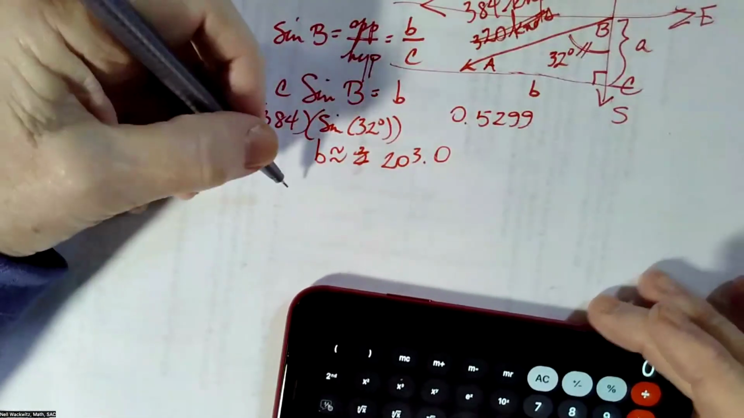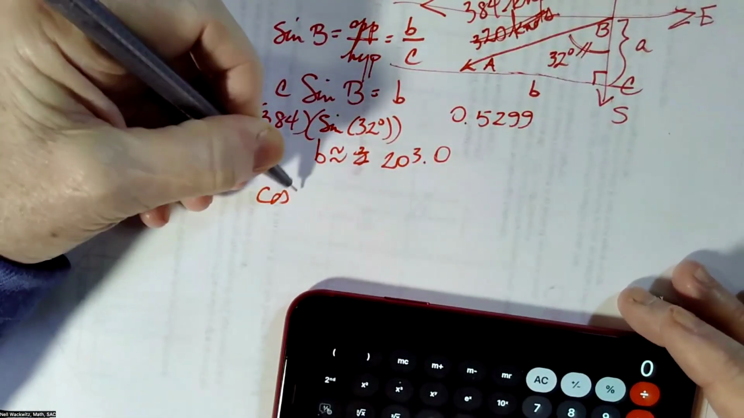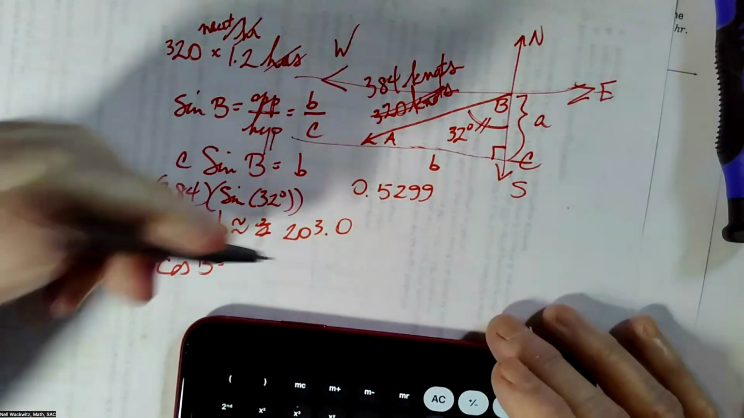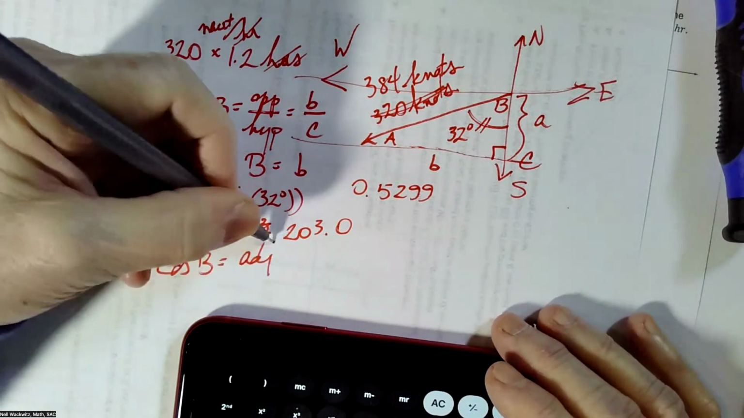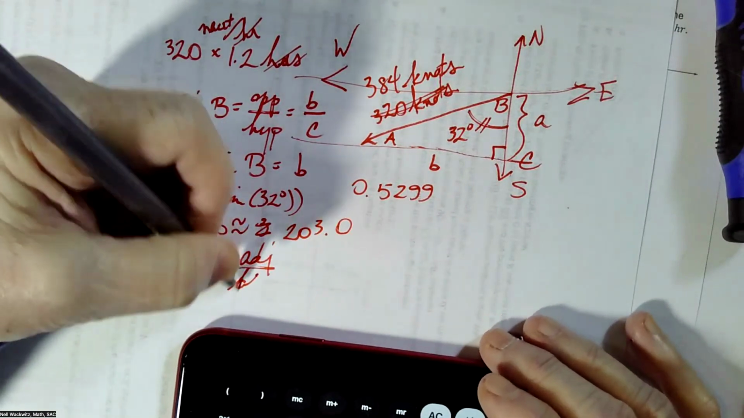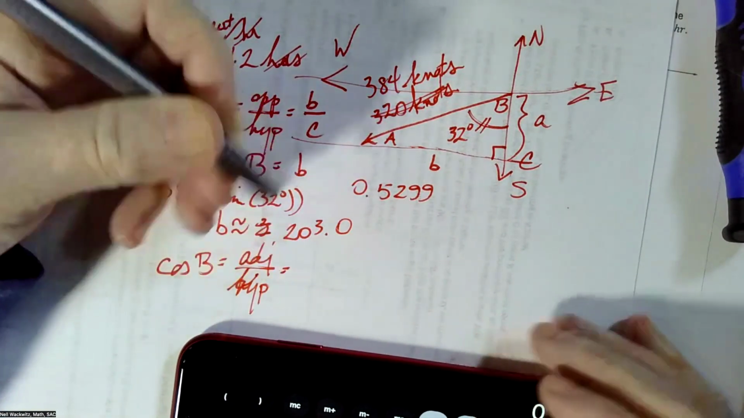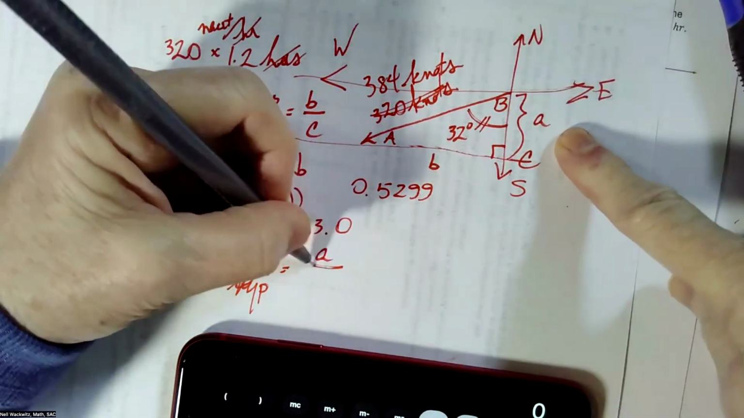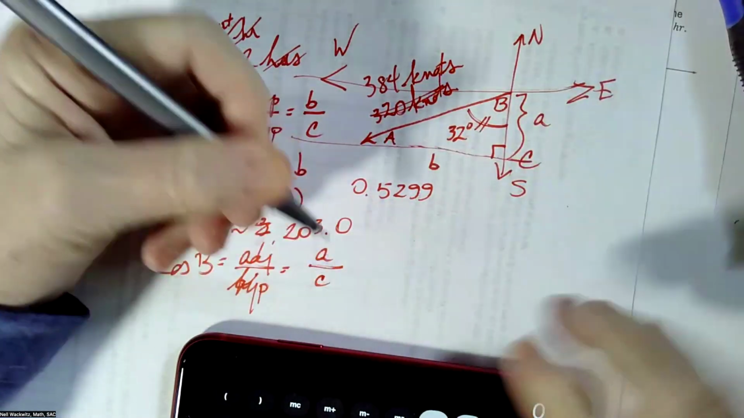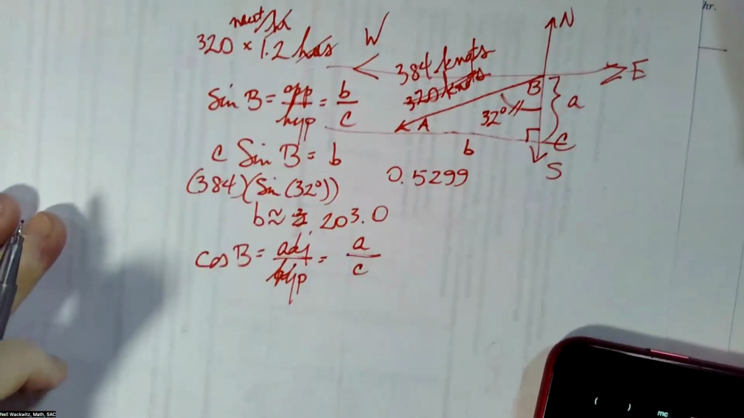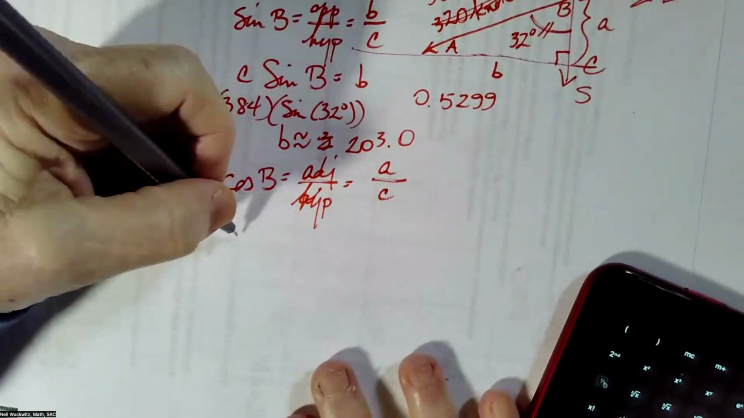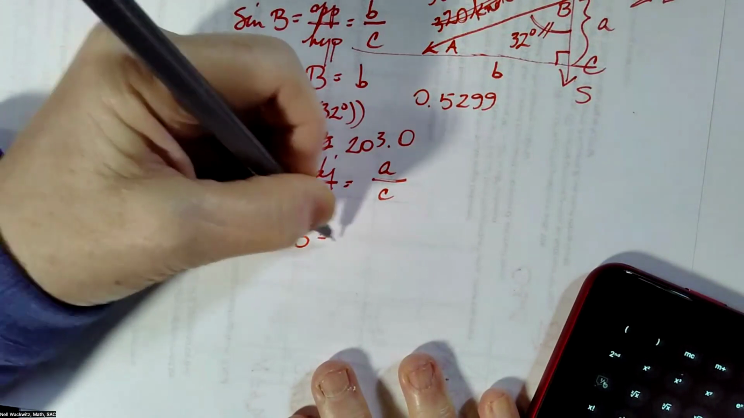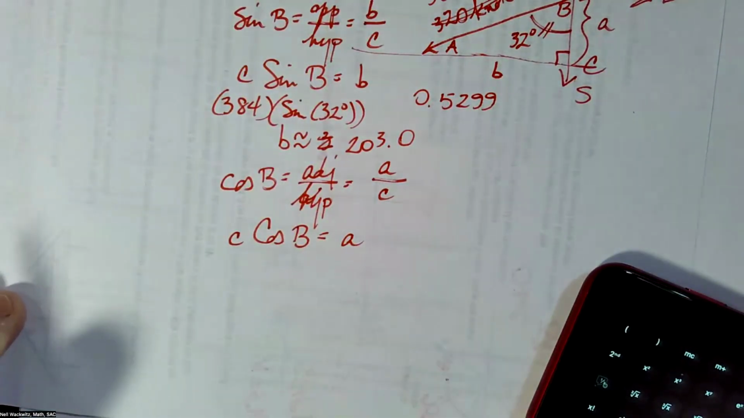To find the distance south, we're going to take the cosine. So we know that the cosine of angle B, well, cosine is adjacent over hypotenuse. Adjacent with respect to B is side a. Hypotenuse is always c. I'm going to multiply both sides by c. So I get c times the cosine of angle B is side a.